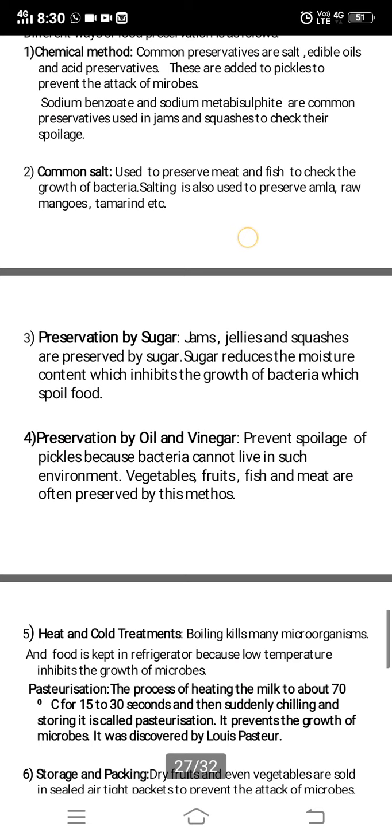Heat and cold treatment. You are supposed to drink boiled water, right? Because boiling kills many microorganisms. Similarly, when you get milk, you boil it. Why are you boiling it? To kill the microorganisms. So boiling kills many microorganisms. So that is one way of preserving, that is heat treatment.